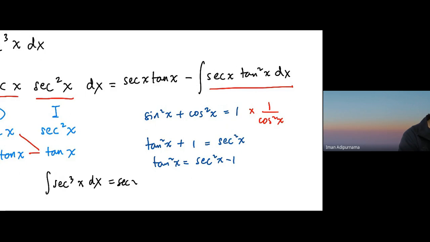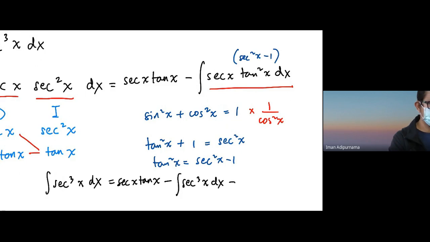This is secant x tangent x. Let me write here secant squared x minus 1. So this will have secant cube x dx, and then minus, or plus, sorry, secant x dx. Okay. Now we can move the secant cube to the left, and the secant x we already evaluated. Okay. So we can solve this.